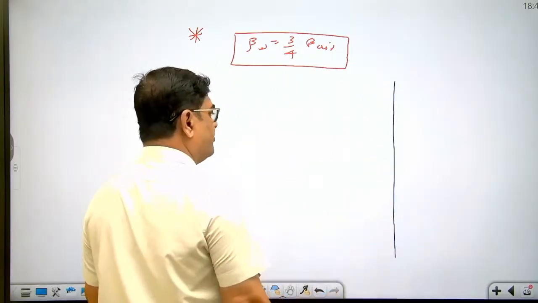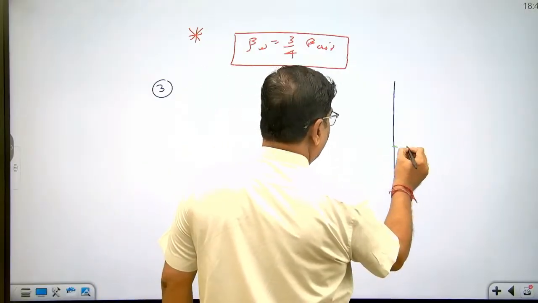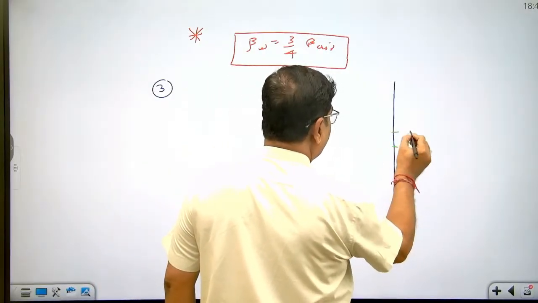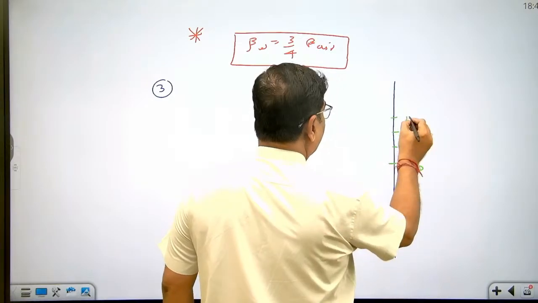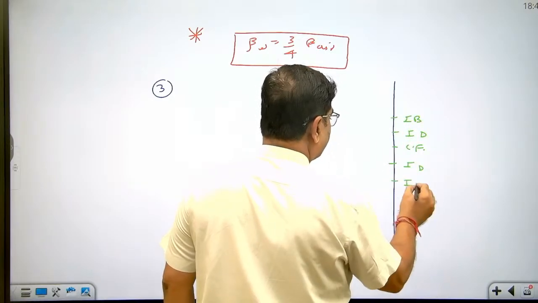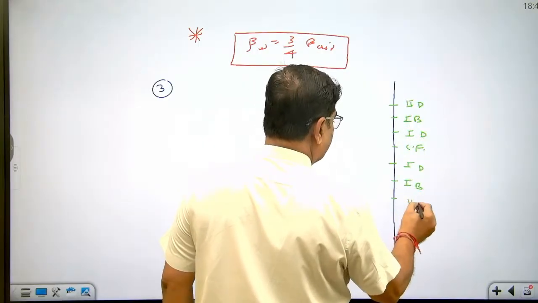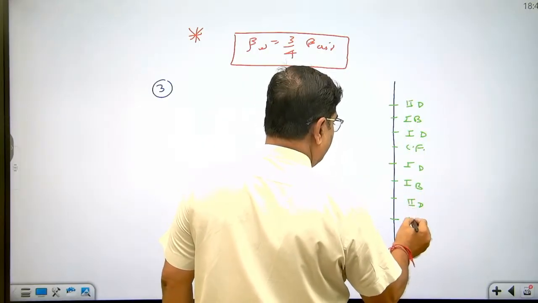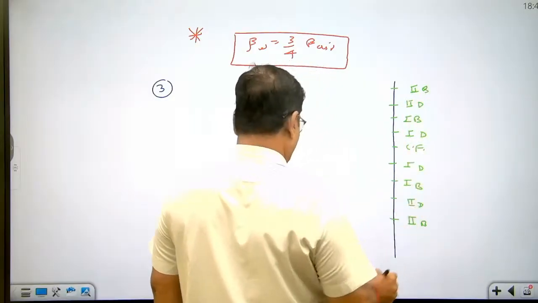This is the fringe distribution at the screen. This is the central fringe. This is first dark. This is first bright. This is second dark. This is second bright.